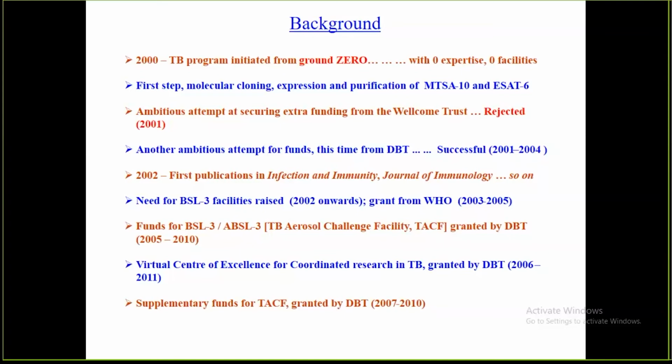Since I was starting with zero, I got in touch with TB experts from across the world and asked them for ideas, and whatever ideas I had, I shared with them. And I can't see my slide.